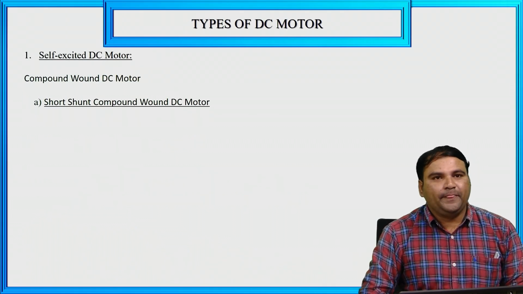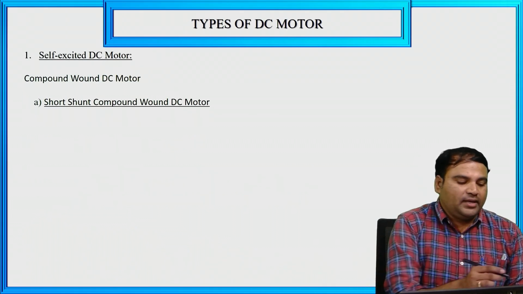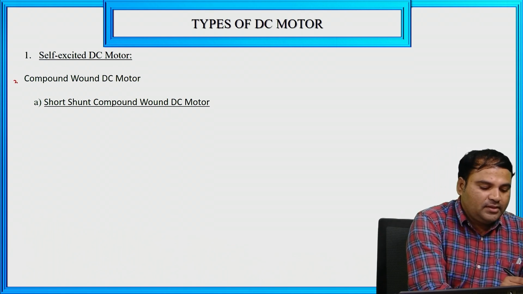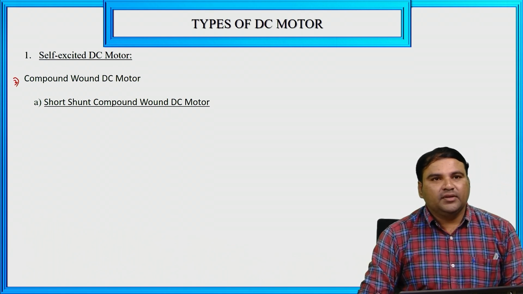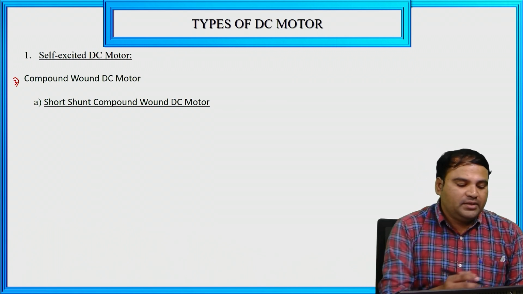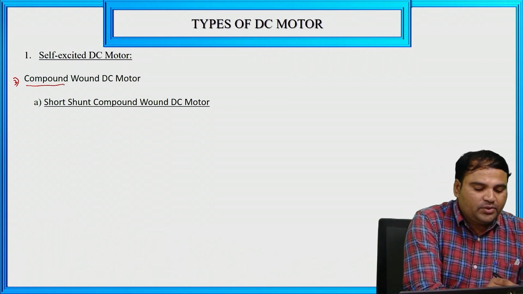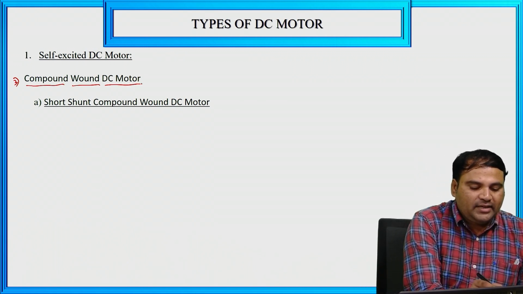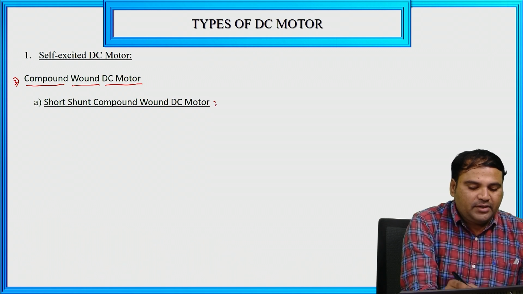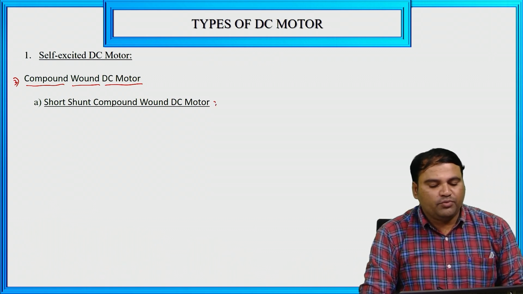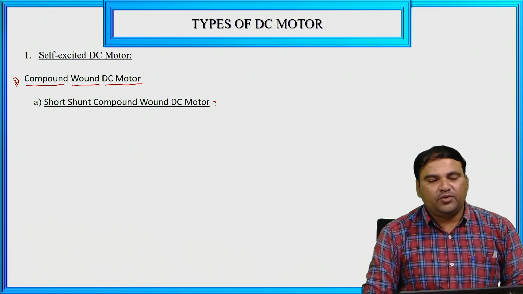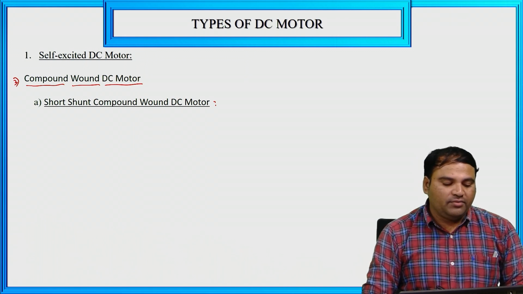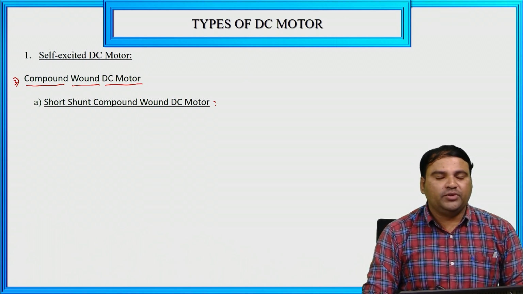Here, the compound wound DC motor is the third type in the self-excited DC motor. The compound wound DC motor is classified into two types. The first type is the short shunt compound wound DC motor. First of all, we need to draw the circuit of the short shunt compound wound DC motor.